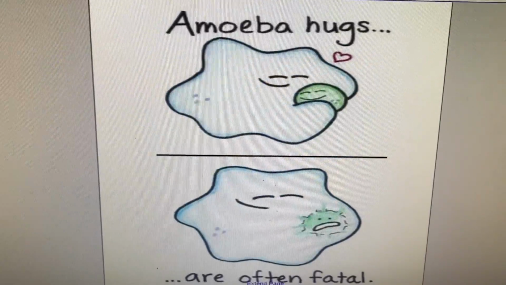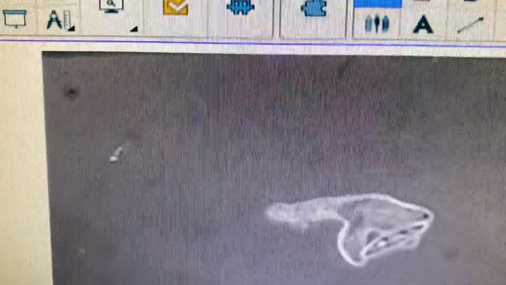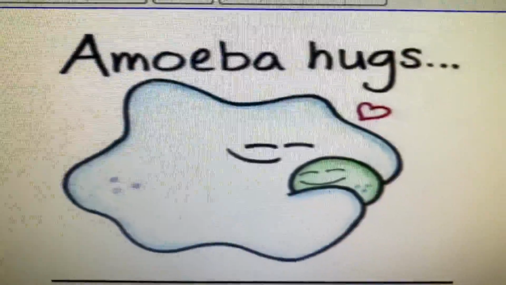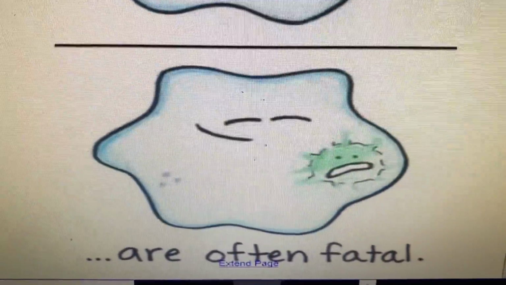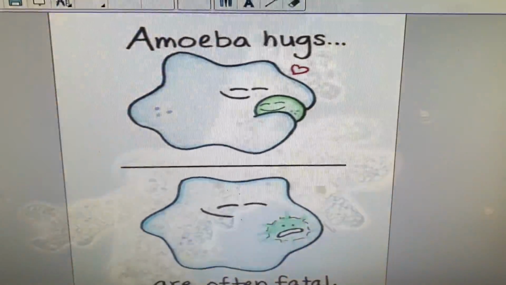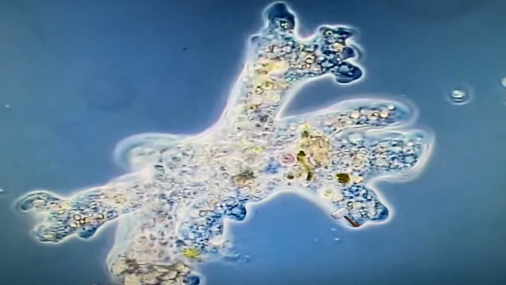Here, let's take a closer look at Amy the amoeba. There we go. There she is. See how she's oozing. There she is, and she sticks out her cell membrane oozing. And actually, what she's doing right now is she's having lunch. Amoebas eat by hugging. They ooze their bodies around, and then that's it.